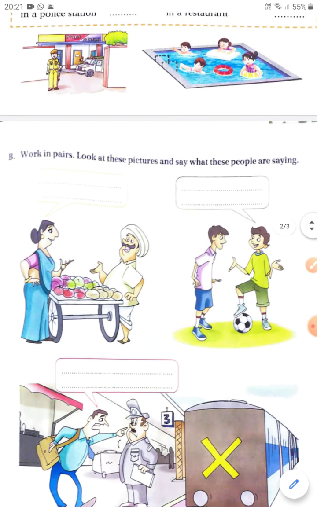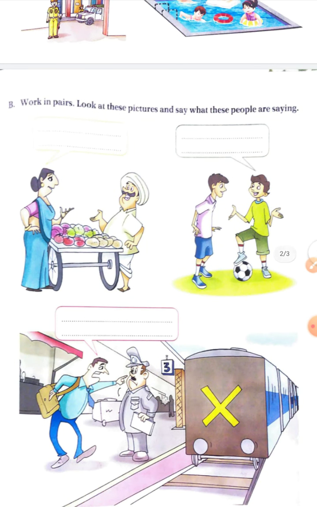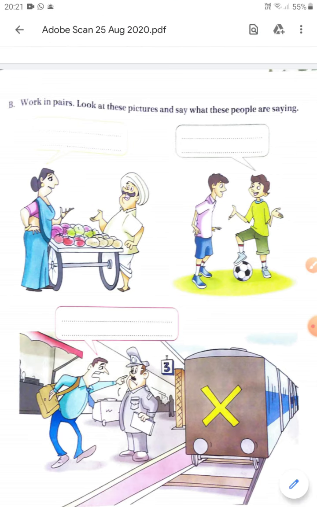Next exercise says, what these people must be saying, what they must be telling. So ये first है vegetable vendor है ना. ये auntie must be there to buy the vegetables. So what do you think she must be saying? The person is also looking happy. Auntie is also happy. The auntie must be saying, today the vegetables are very fresh. So even the vendor is happy.